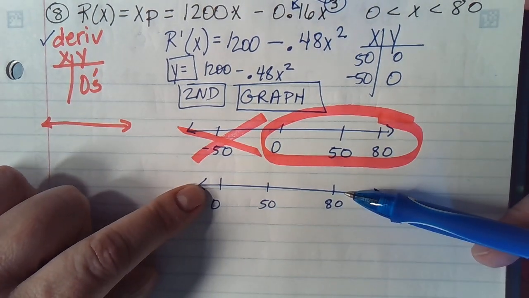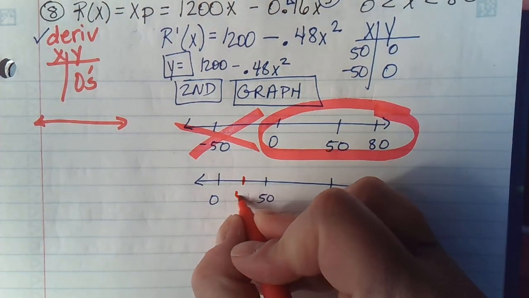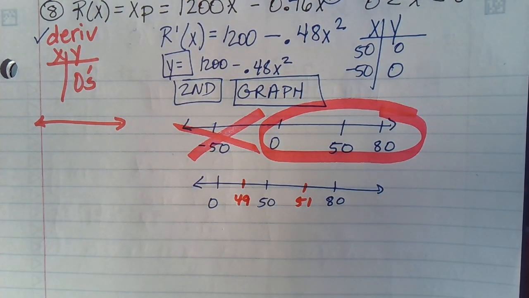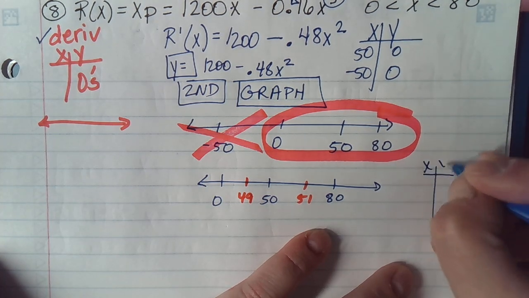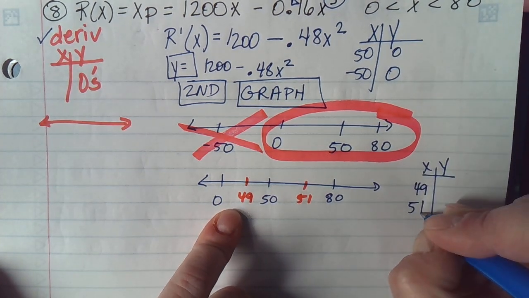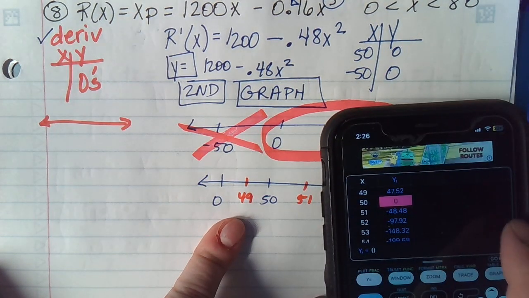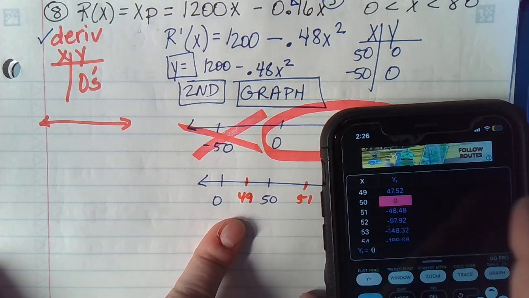0 and 80 are the boundaries. Okay, so let's go ahead and pick a point before and after. 49, 51. All right. Then we're going to look at the T-chart for 49, 51. That same T-chart we were on. 49 is 47, 51 is negative 48.